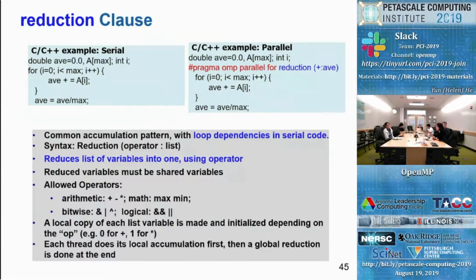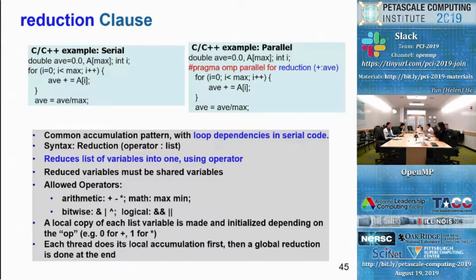So reduction is a very useful concept that is used in OpenMP. In serial code, sometimes on the left side you have a very big loop dependency, but what you're doing is trying to accumulate. Say you want to accumulate A of I into one big value. That's the average.